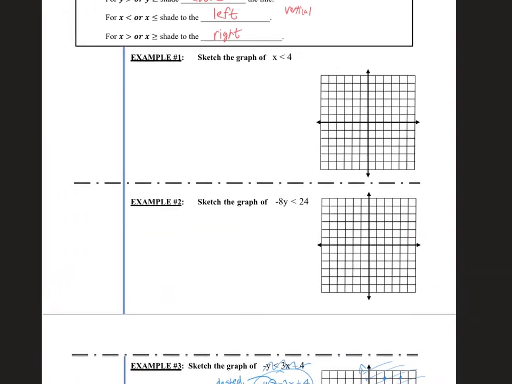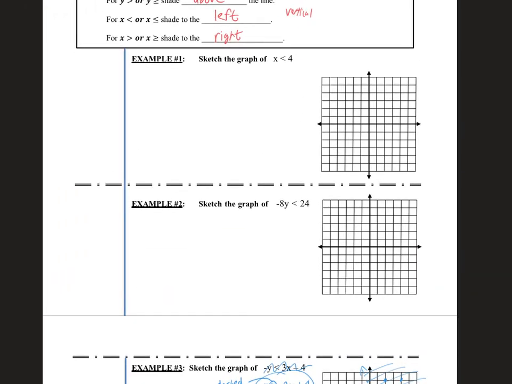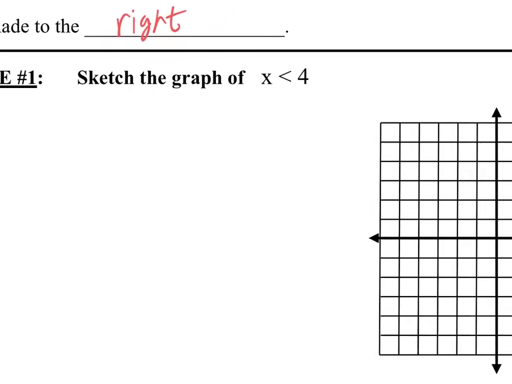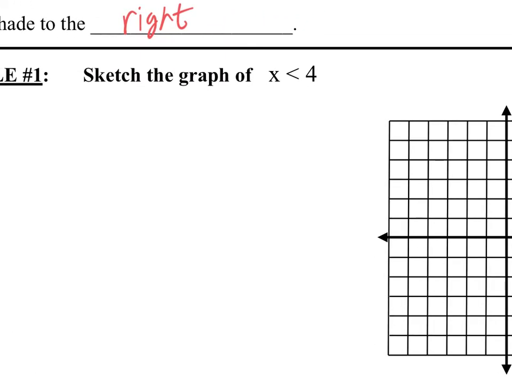Now let's talk about x and y graphing. This one's going to be a little more challenging. All right, so we have sketched a graph of x is less than 4. So how would you graph the line of x equals 4? Is that Hoy or Vux? That is Vux. So it's x equals 4.